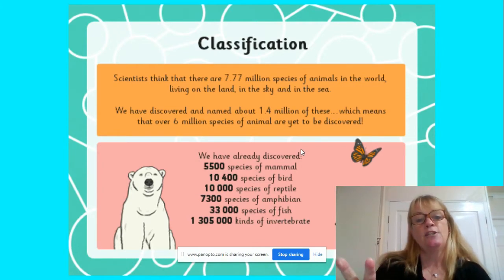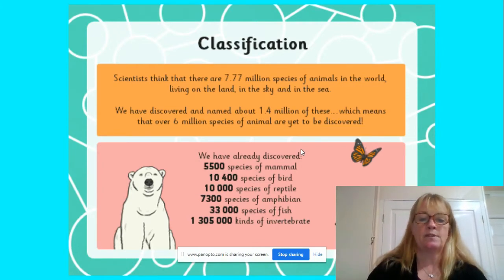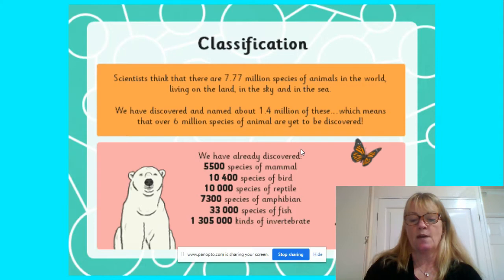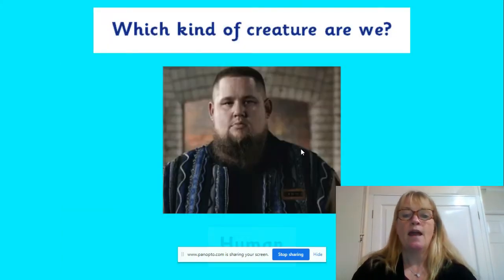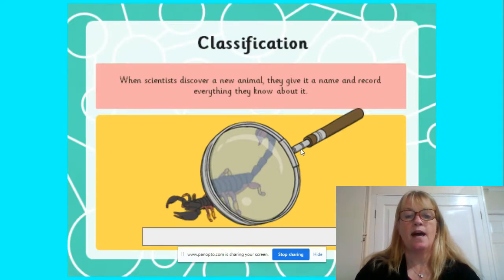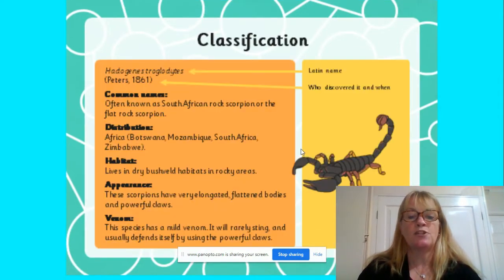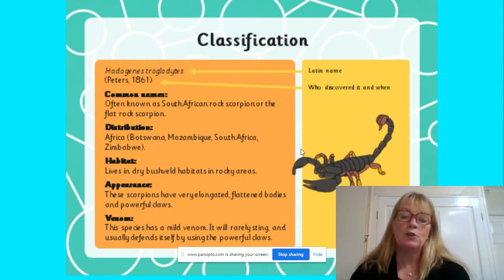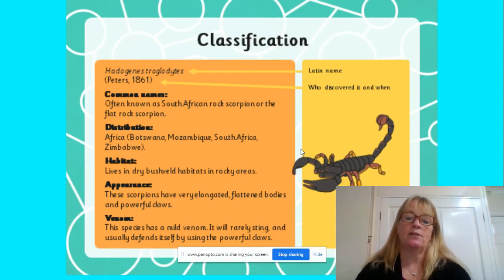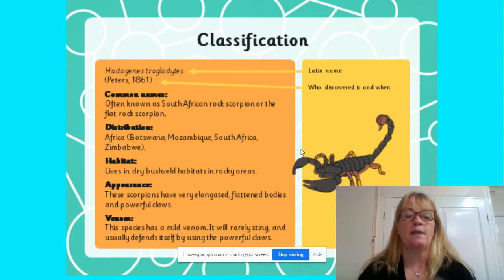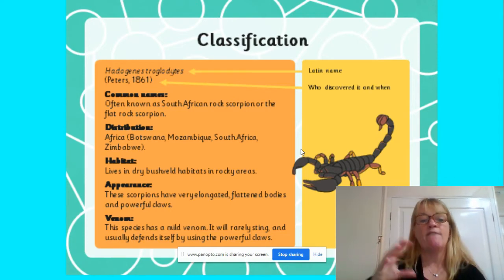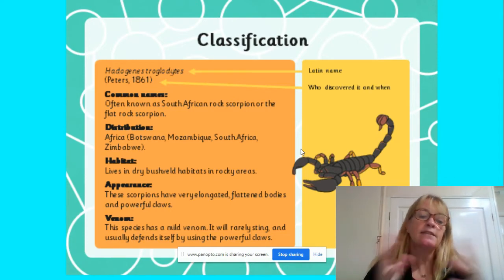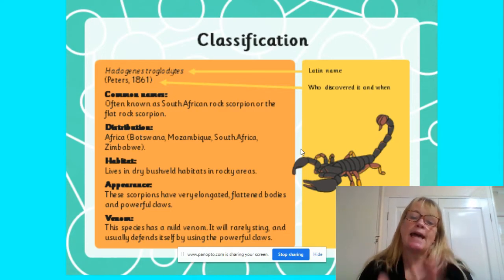So classification is the different types of animals there are, and you can see on the first couple of pages the numbers of different types there are, and there's a little bit more information about how we might record information on a particular type. So you can see here that we've got a type of scorpion, and it explains where they live, what they look like, that they're venomous. Okay, so that's the different types, and that's what makes that animal unique.